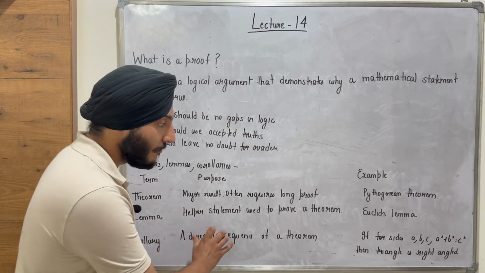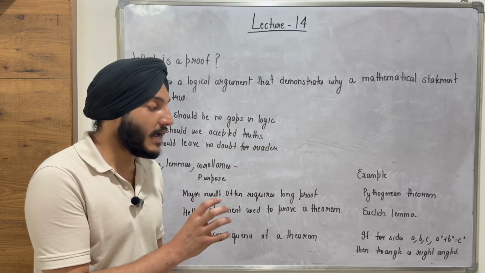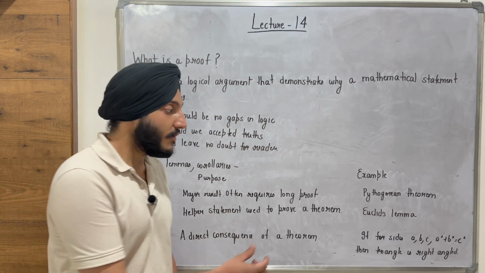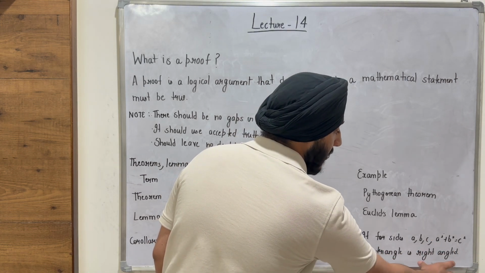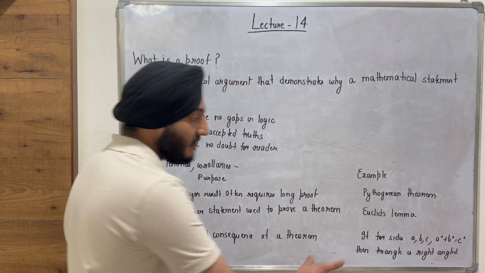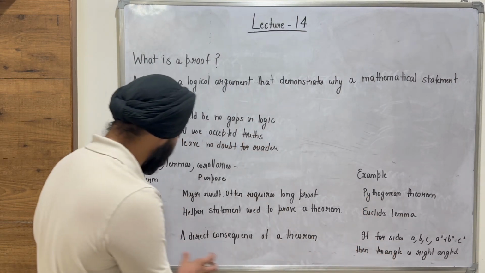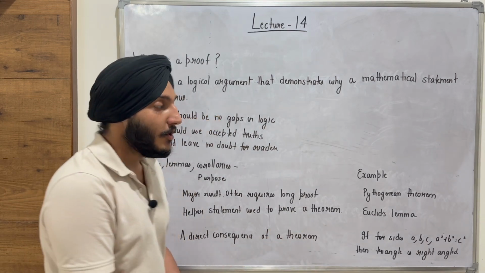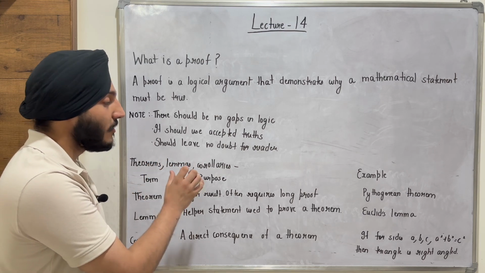What is the consequence of a theorem? If you think about it, it must also be true that if a square plus b square equals c square, then the triangle is a right angle triangle. This statement would be a consequence of the Pythagorean theorem, and hence I can say that this is a corollary. So I hope you were able to understand what is a proof and the theorem, lemmas, and corollaries.